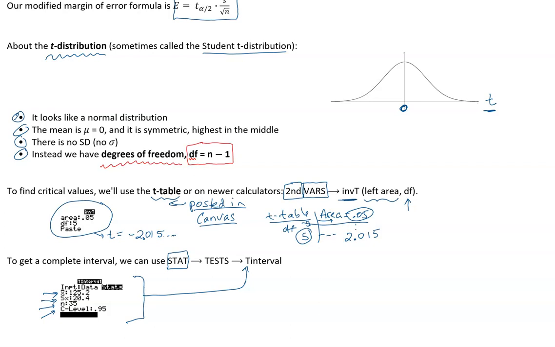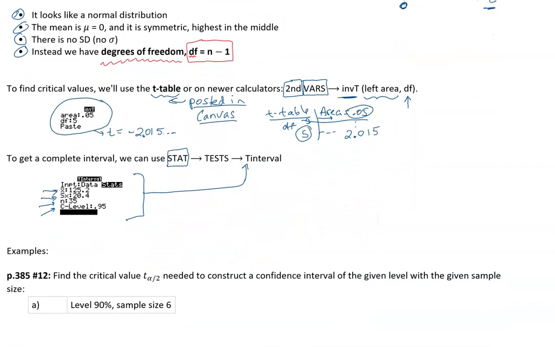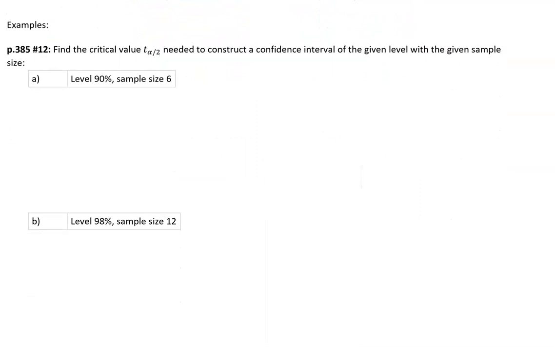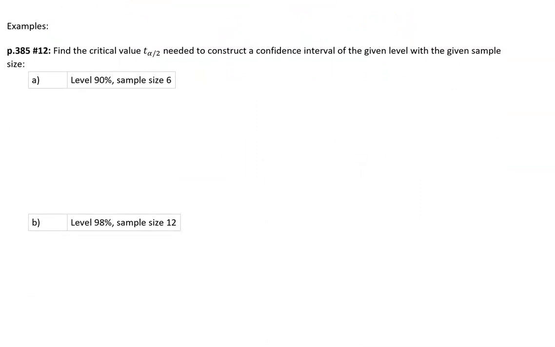So before we get to an actual interval problem, let's just try a couple of critical value problems. So these are on page 385 of the book, number 12. And notice the notation. Find the critical value t. So that's a big clue that we're in the t distribution. We're just doing the critical values. So we're going to draw our same pictures and then either use the calculator or the t-table to get our answers. So confidence level of 90%.